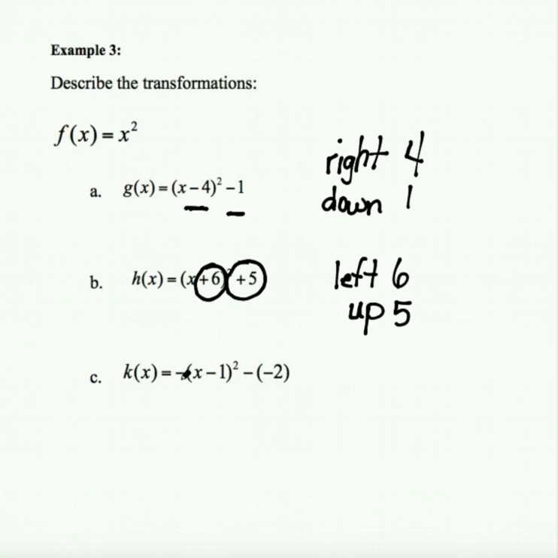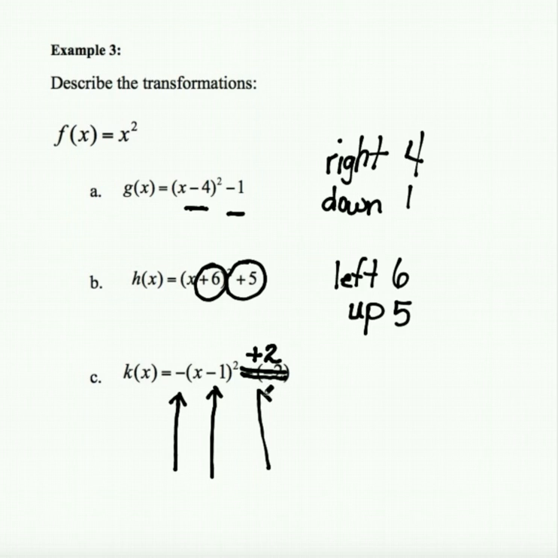And for part C, notice we actually have 3 transformations. We have this negative outside in front of our function. Then we have a minus 1 inside the square. And then we have this minus negative 2. Well, we know that minus negative 2 really means plus 2. So let's rewrite it before we go any further. So I'm going to cross this out. I'm going to write that as plus 2.